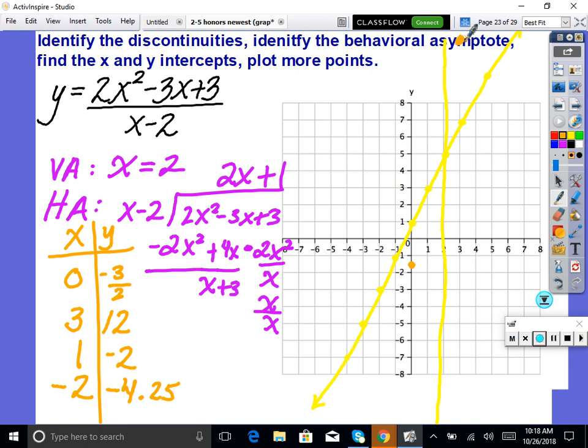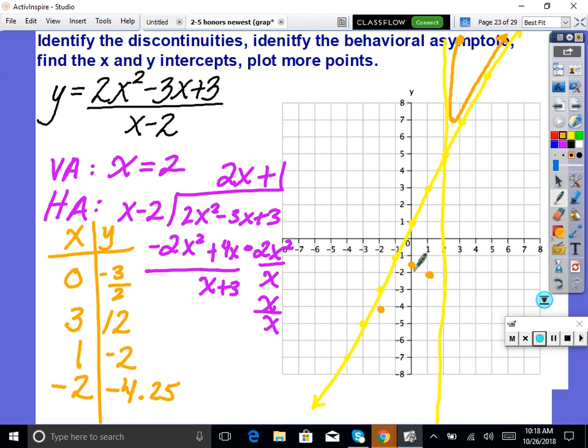Now look, we know it will never cross this asymptote, so it must be approaching it, and it will never cross an oblique asymptote. So it must be coming down, curving, and then going back like that. So it can't cross it. Does that make sense? Now in this section of the graph, we have 1, negative 2, so that's right here. And then negative 2, negative 4.5, that's like right here, isn't it?